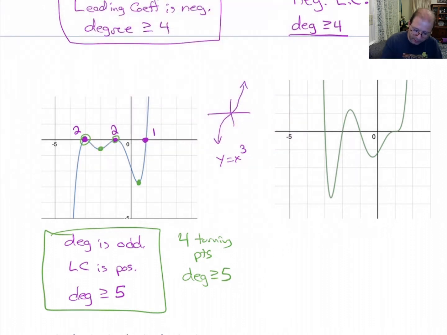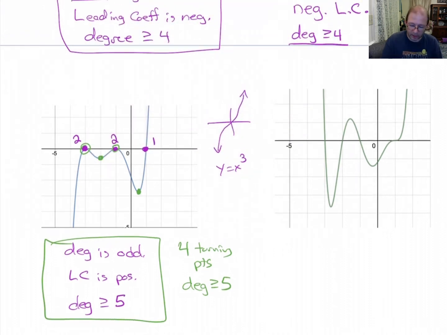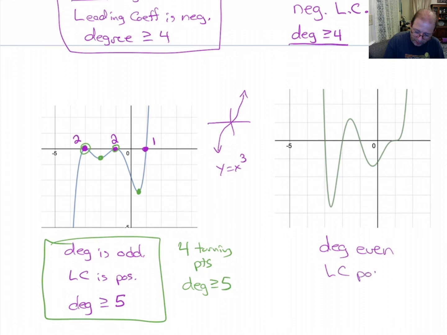All right, next one. Let's see. This function here, it goes up on both ends. So therefore, the degree is even. And the leading coefficient is positive.